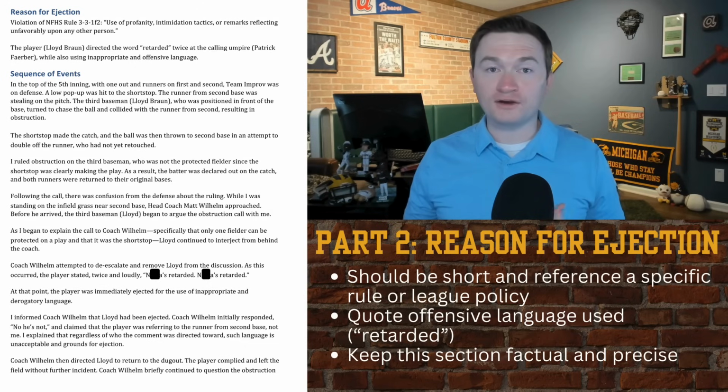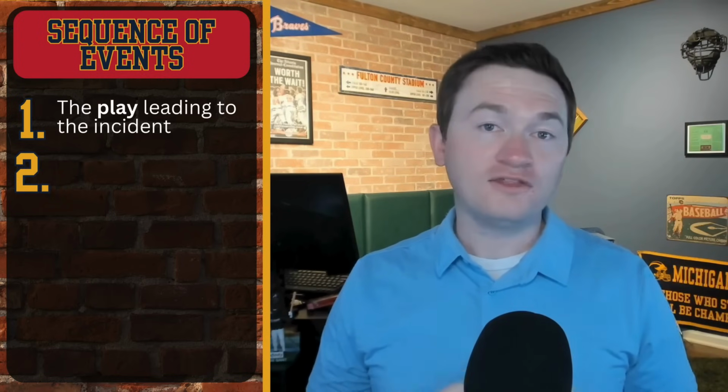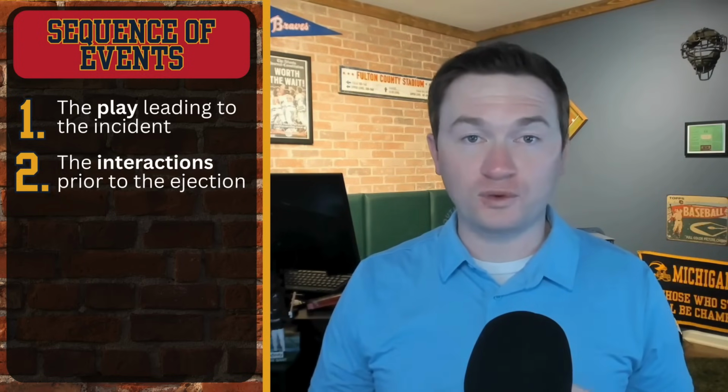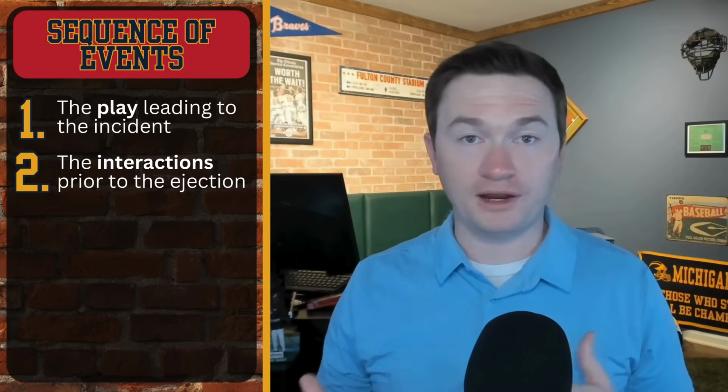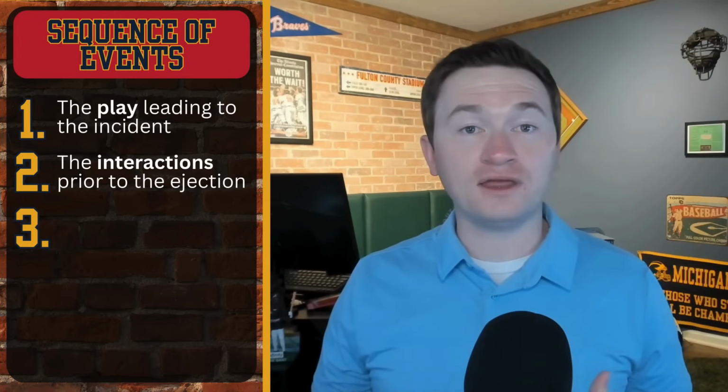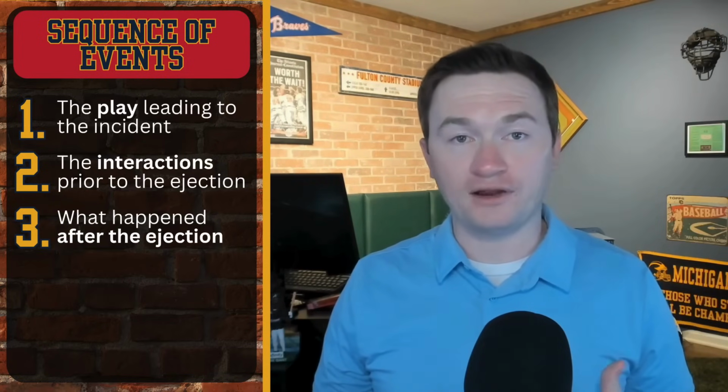This helps the reader to know what they're going to be looking for as they read through the sequence of events. Now, in the sequence of events, you can really think of it as 3 different categories. We'll first talk about the play that led up to all of this. Then we'll talk about the interactions between the umpire and the player and coaches. And then finally, we'll cover everything after the player has been ejected.